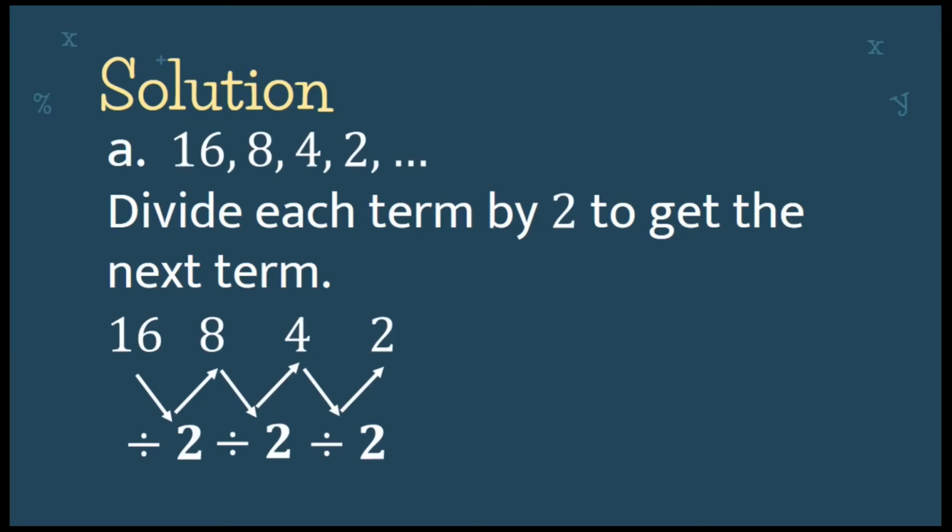Now, let's continue the sequence. If I divide 2 by the number 2, what do I get? I'm going to be producing 1. Let's continue the sequence. We are dividing through by 2. So now I'm going to divide this 1 by the number 2. If I divide by 2, what do I get? I'll be getting half.